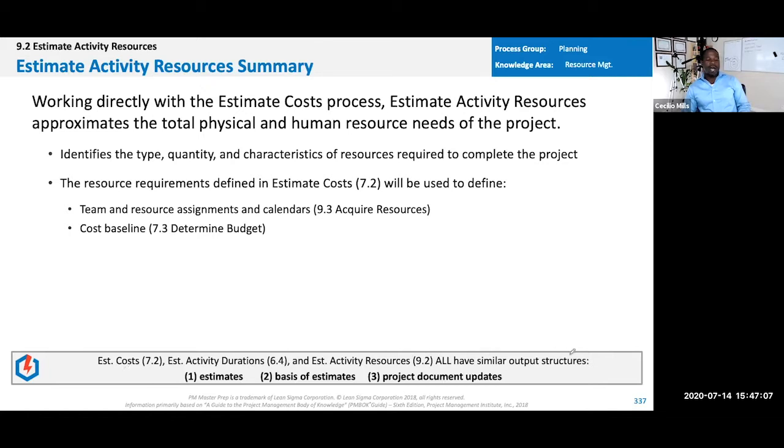See that they all have similar outputs. You get the estimates, you get the reason why you got those estimates, and then you may update some documents because of it. All right, so just notice that that's the same. Anytime we're estimating something, the output will be an estimate along with its basis and any updates to documents that you may have.